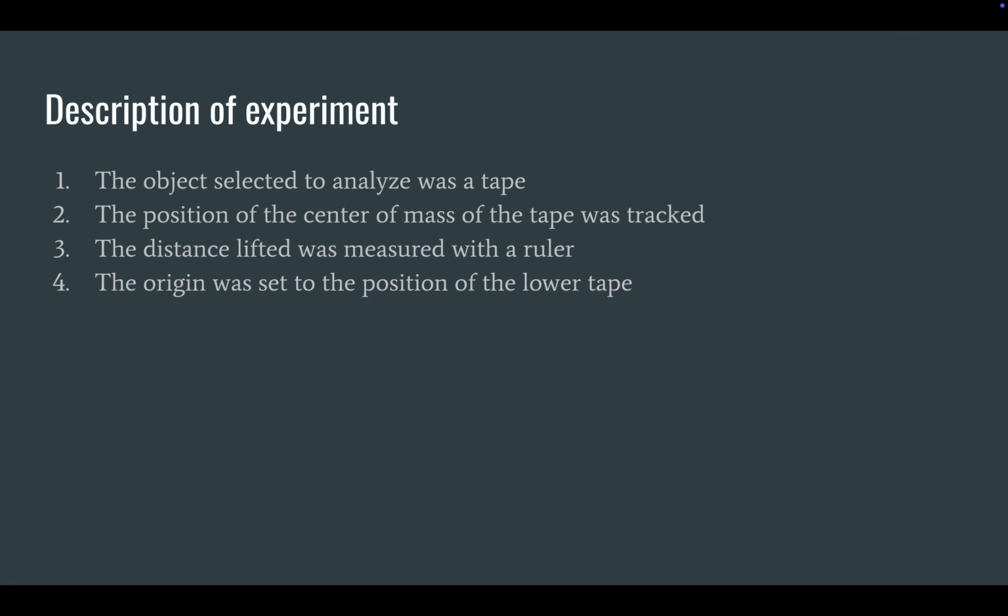So now the experiment. The object selected to analyze was a tape. The position of the center of mass of the tape was tracked. The distance lifted was measured with a ruler. The origin was set to the position of the lower tape. Here's a video of the experiment, where the lower tape exerted an electric force on the upper tape, repelling it.